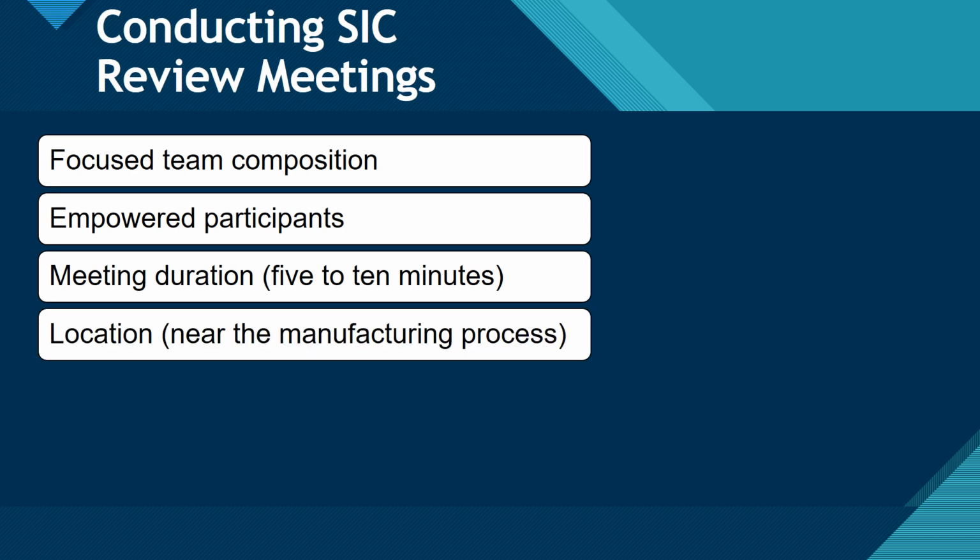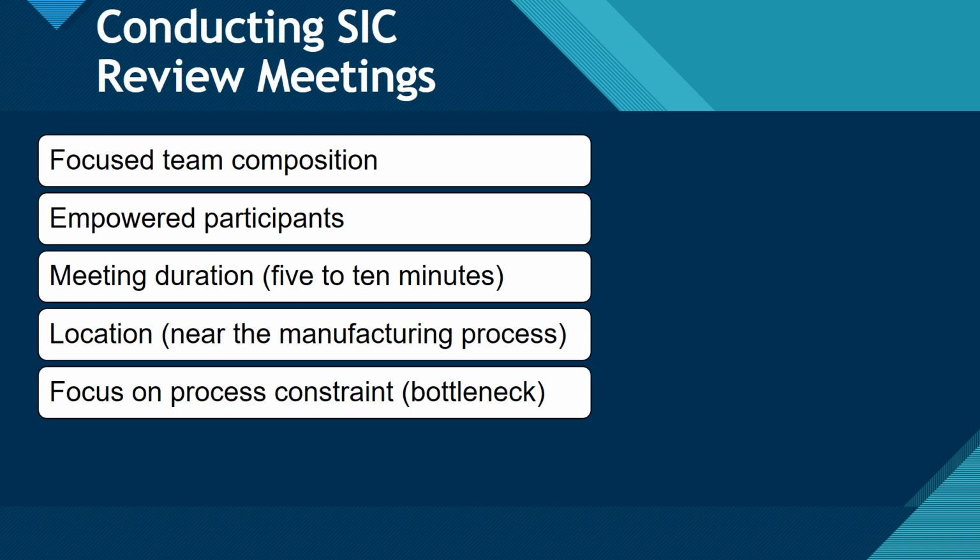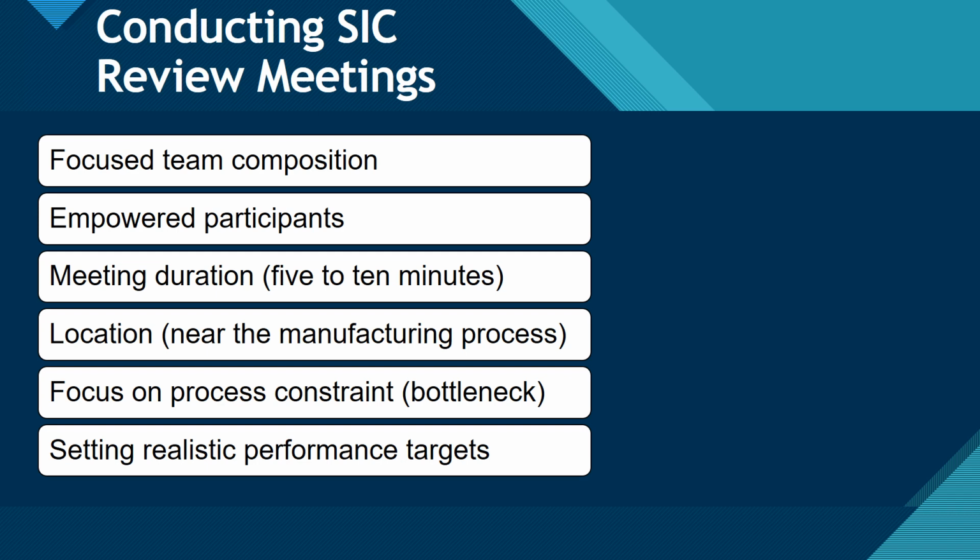Location, near the manufacturing process. The meeting takes place at or near the manufacturing process, usually as a stand-up meeting. Focus on process constraint, the bottleneck. The meeting focuses on improving performance of the process constraint, the bottleneck. Setting realistic performance targets.